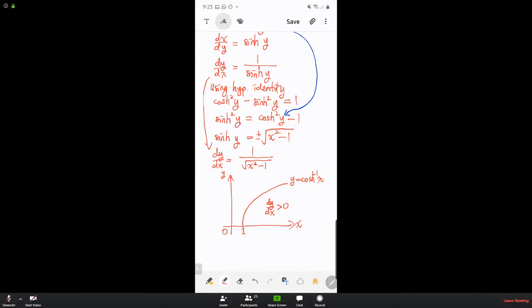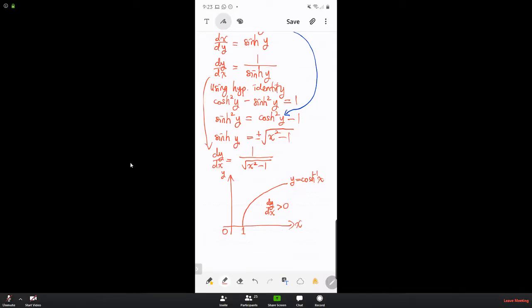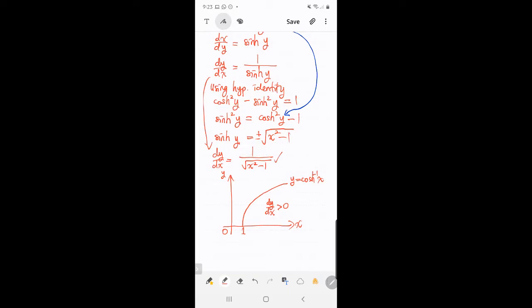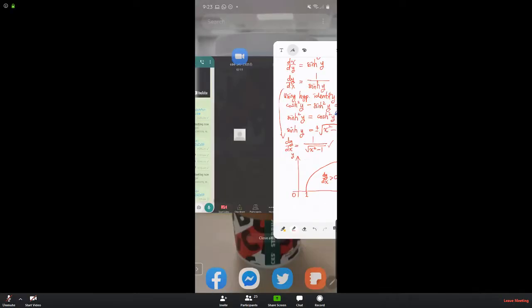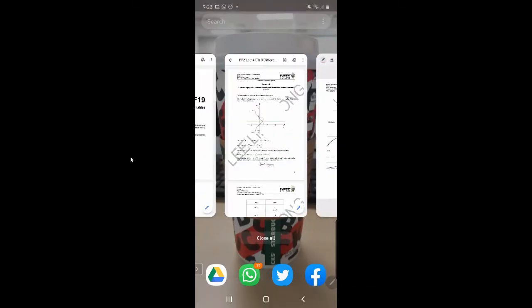Okay, so now we move on, yeah? Now, because of the graph, dy dx is greater than 0, therefore we have dy dx equals to positive value of the expression. So only this one, right? So the next one, we proceed with, so this one is done.